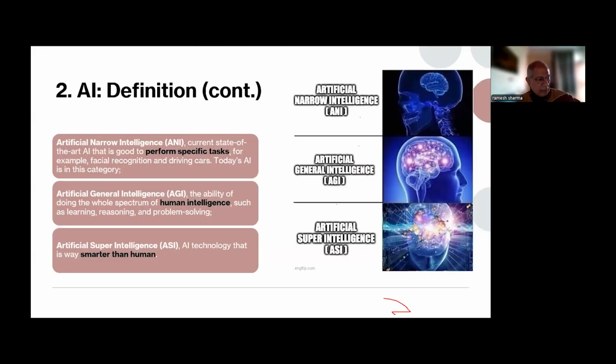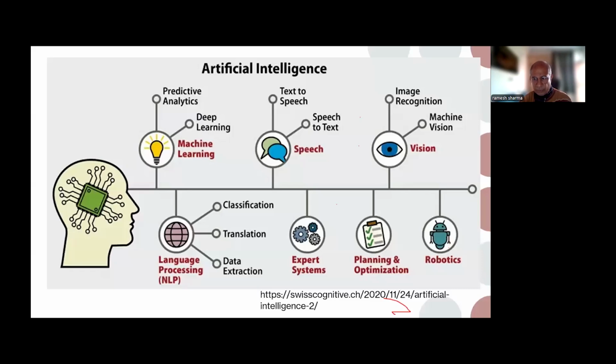After seeing what artificial intelligence is, let's see what the types of artificial intelligence are. Generally, we divide them into three groups. The narrow intelligence, which performs specific tasks, the general intelligence, which does learning, reasoning, and problem solving, and the super intelligence, where the machine can become smarter than human beings. These are the areas in which AI helps us.